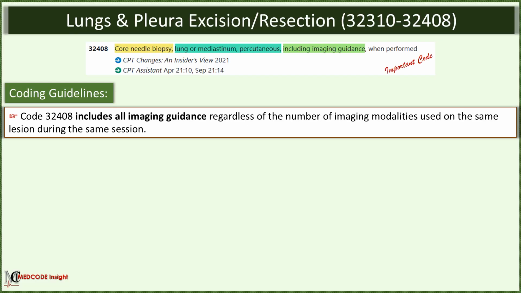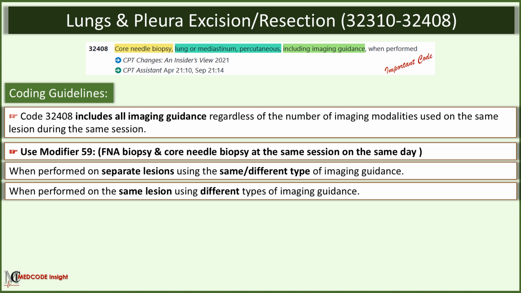The CPT code 32408 is used for core needle biopsy procedure to remove a core tissue sample from the lung or mediastinum. There are some important coding details you need to know when using this code. This code includes imaging guidance if performed. When fine needle aspiration and core needle biopsy are performed during the same session on the same day, use modifier 59 when both procedures are performed on separate lesions using the same or different types of imaging guidance, or when both procedures are done on the same lesion but with different imaging techniques.